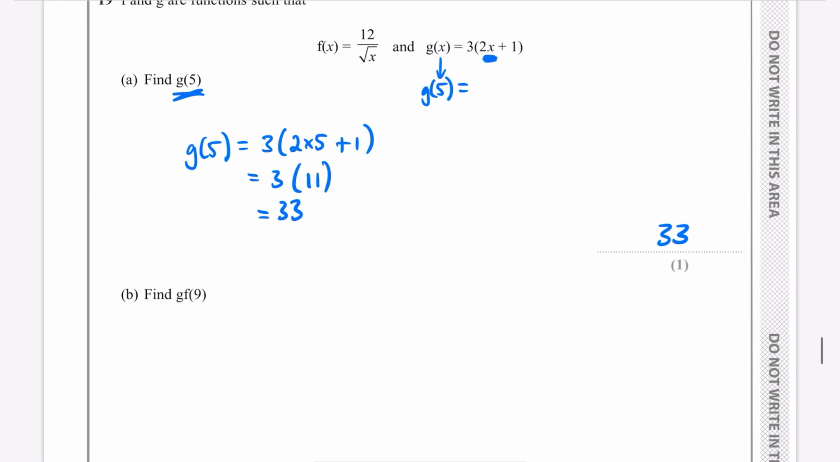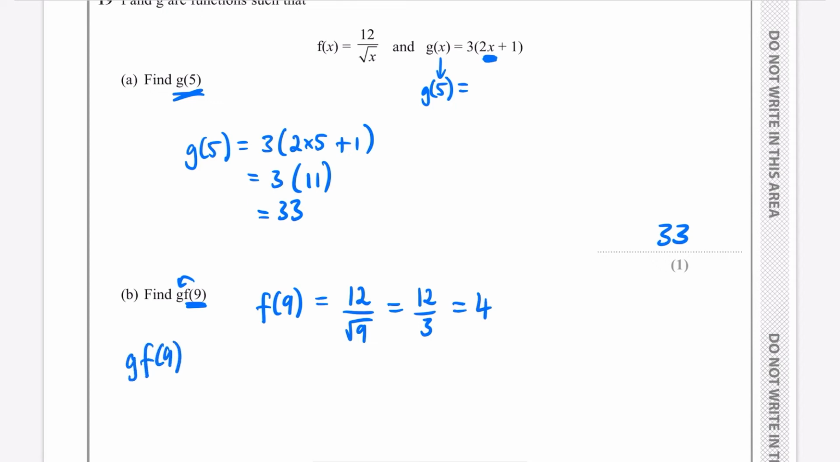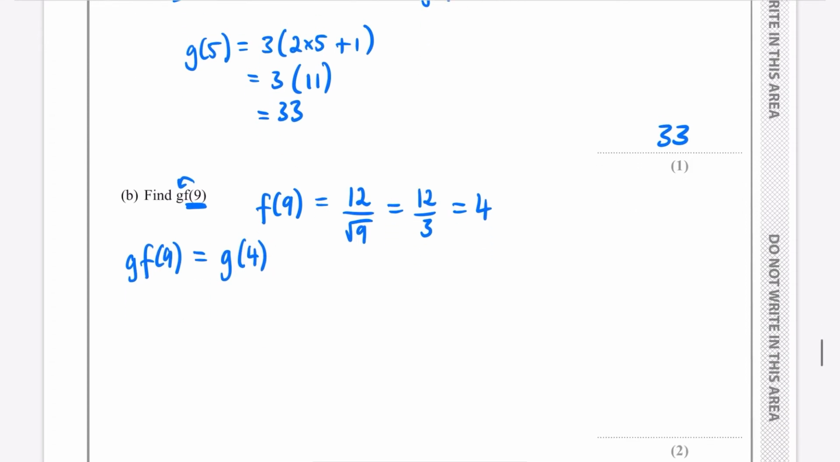It's a composite function. This time we want to find out what f of 9 is, and then you want to put that inside the g function. So I'm going to begin by finding f of 9. F of 9 is going to be 12 divided by the square root of 9. The square root of 9 is just 3, and 12 divided by 3 is 4. So g of f of 9 can actually be written as just g of 4. That's because f of 9 is 4, so I can replace the f of 9 with 4. And you'll notice I've just put some brackets so that it's using the correct notation.